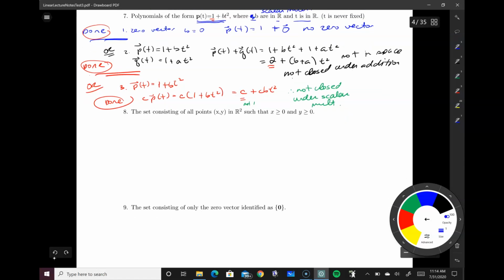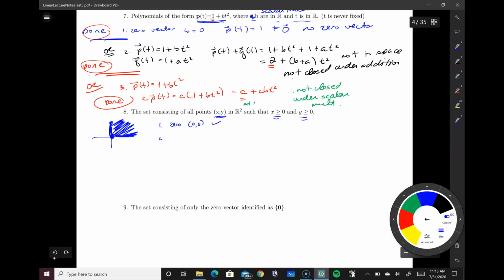All right, let's look at this one. So now we're looking at xy points in R2 where x is bigger than or equal to 0 and y is bigger than or equal to 0. So this space right here. Okay, so is there a 0? Yes, there is a 0. 0, 0 is part of this space because it's including the zeros.